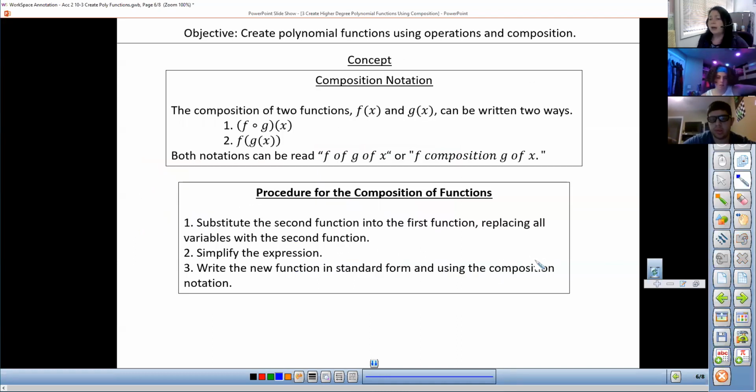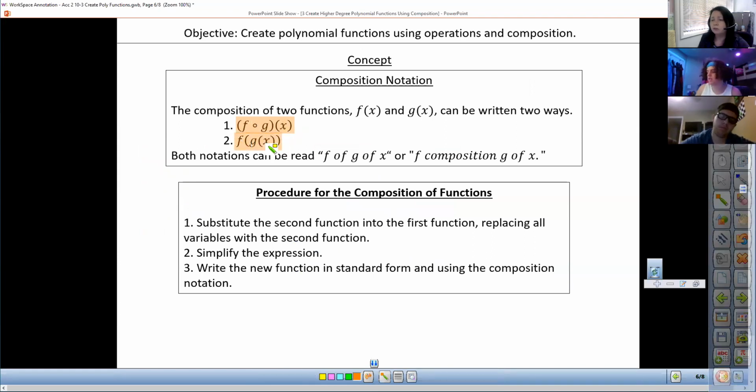This right here talks about the procedure and the notation just in a different format. Your two different types of writing composition, either with the open circle or this embedded f of g of x notation. This is where it talks about the procedure for composition, where we substitute the second function into the first function, and then we do our simplifying using our algebra skills. And we make sure that we write that new function in standard form. And the name of this function will be that composition notation, whichever one of the two formats we've been given.